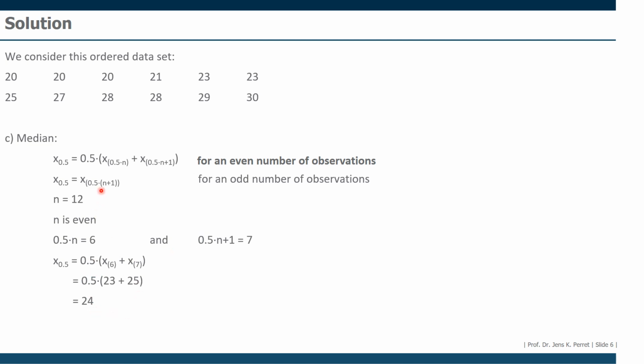So first I have to check how many observations I have. Then, if the number is even, as in this case, I'm going to take the average of the two values in the middle. If I only had an odd number, so I would have one single value in the middle of the data set, this would actually be my median. So this also concludes the part on the median.